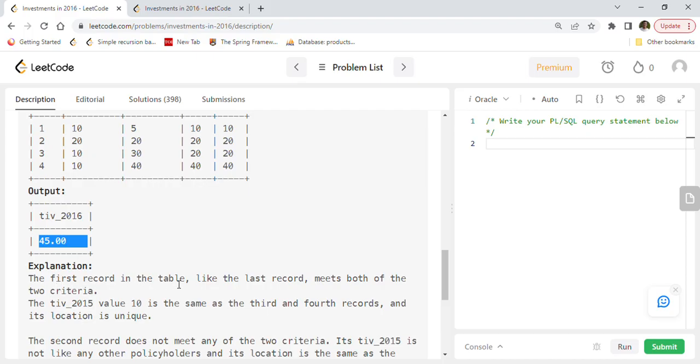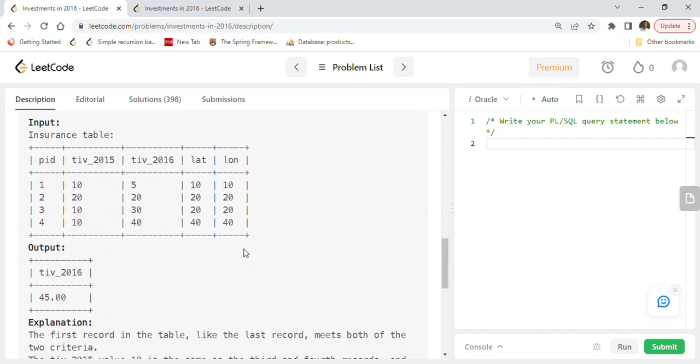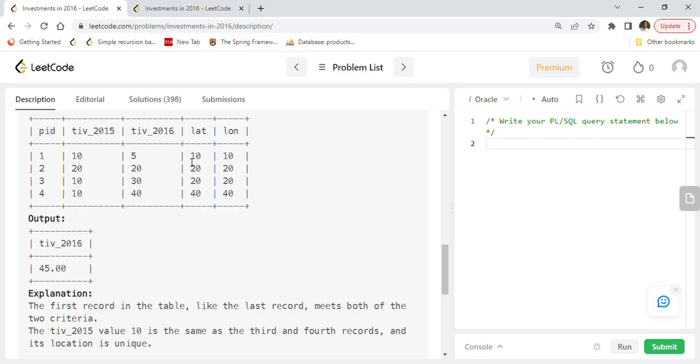The first record in the table, like the last record, meets both of the criteria. The TIV_2015 value 10 is the same as the third and fourth records, so this 10 matches other values. That's what they are saying: they have the same TIV_2015 value as one or more other policyholders, and their locations are unique. This location 10, 10 does not appear anywhere else, so it is unique. 40, 40 is also unique. So you have to add 5 plus 40.